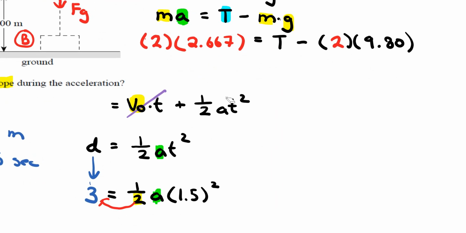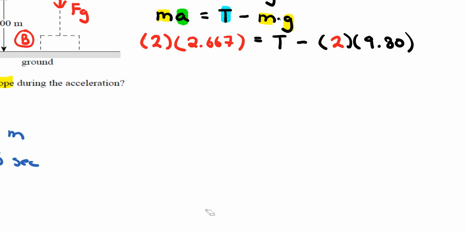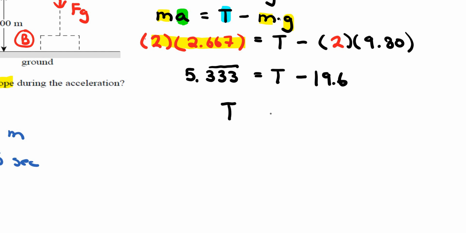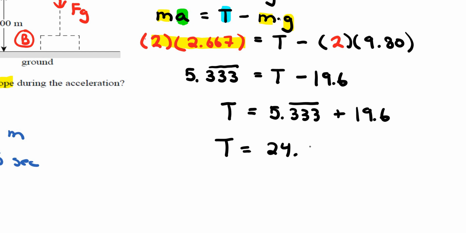Okay. So I was going to erase a little bit of this, so we can create a little bit of space here. All right, so now we need to solve for this particular equation. If I multiply 2 times 2.667, we get 5.333 repeating equals the tension minus 2 times 9.80, which is negative 19.6. And then the tension in the rope is simply going to be the 5.333 repeating, and then we're going to add the 19.6, and then we finally get the tension as 24.93 newtons there.